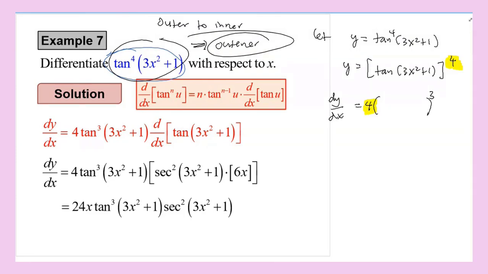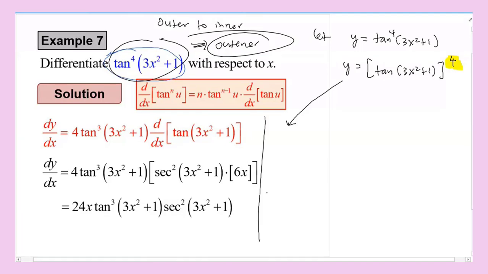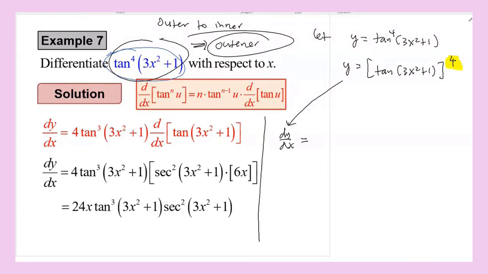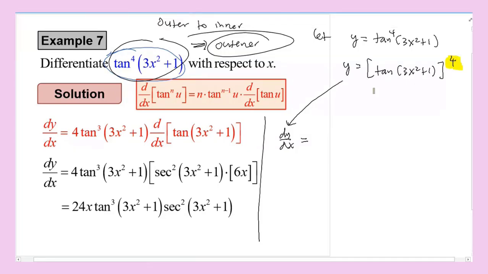Okay, sekejap. Kita buat kat sini. Okay, dy dx. Okay, so yang ini, this one, kat sini kan, 4 kan. Letak kat sini. Okay, and then that 4. And you have to reduce power dia. Copy je. Only the power reduce.